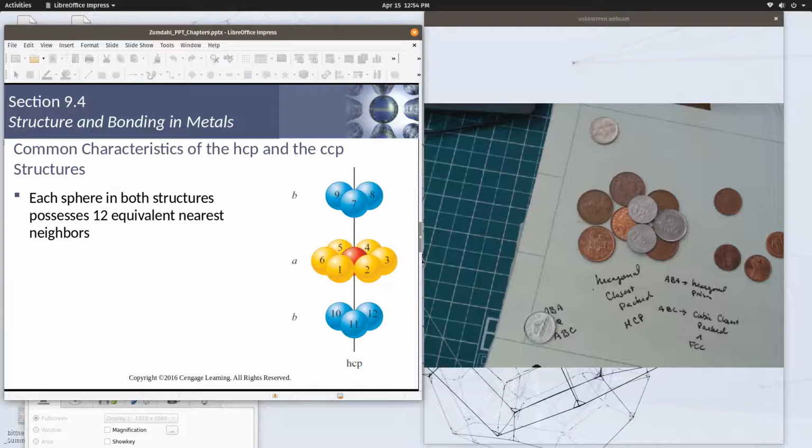Okay, so common characteristics of the HCP versus other packing. For example, each sphere in both structures possesses 12 equivalent nearest neighbors. So if I sit here in the middle and I look around me, I have 12 nearest neighbors that I'm in contact with, 6 on this layer, 3 above me and 3 below me.